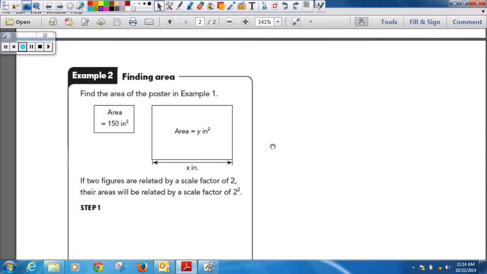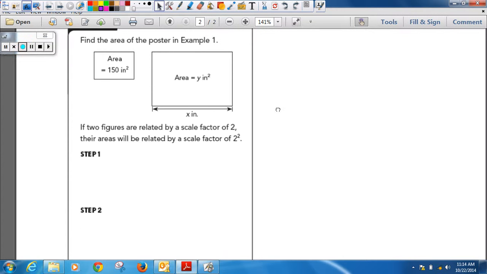Our next example then here is finding area. Find the area of the poster in example 1. So this time we're doing area and not just side length. So we have to remember some things about area. When we take the area of different things, let's mark this as X and Y. When we find area, we would do X times Y. And same thing over here, we would do X times Y. And this is X prime, Y prime if you want to think of it like last chapter.